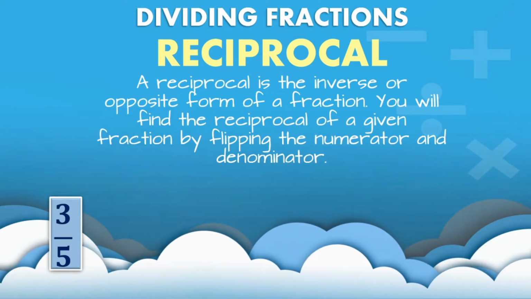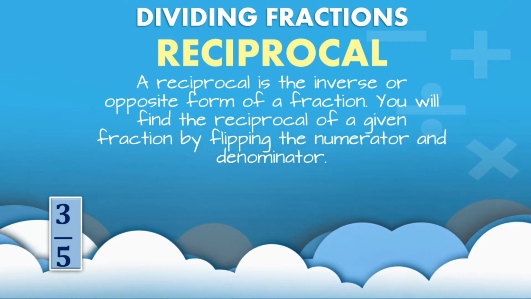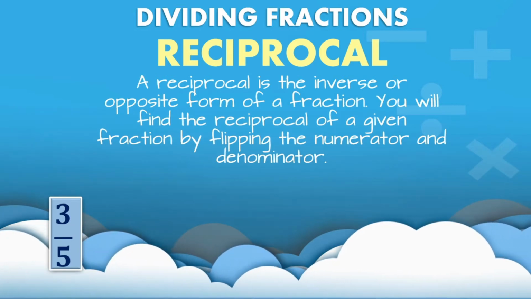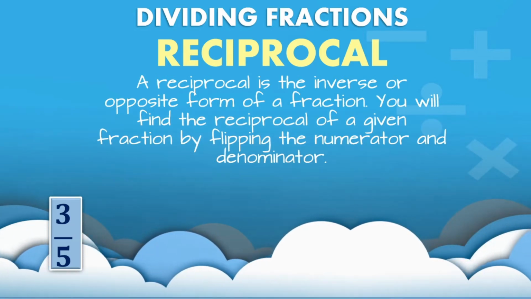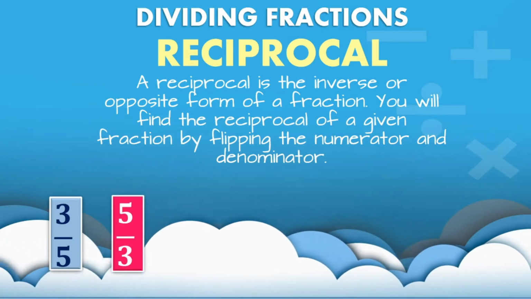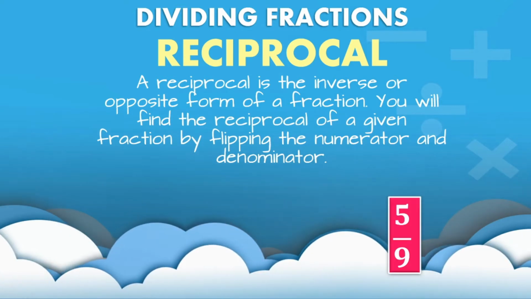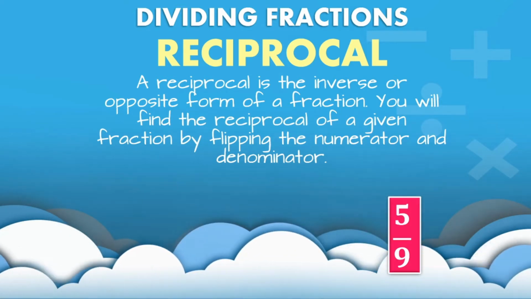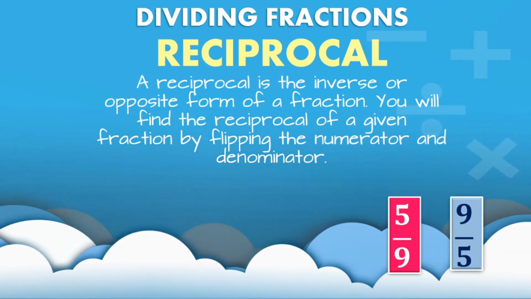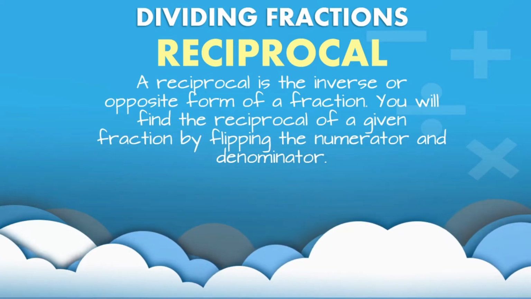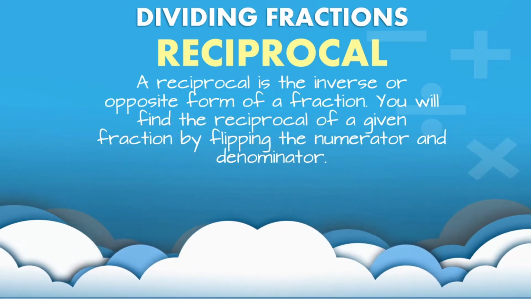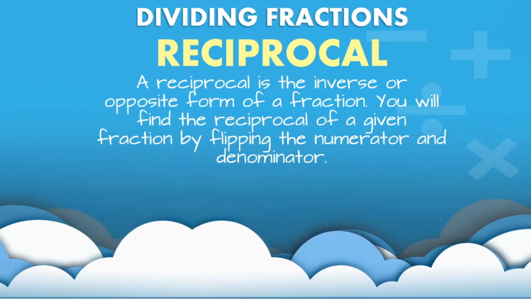So sabi, para makuha natin yung reciprocal ng given fraction, we're just going to flip the numerator and the denominator. So this time, the numerator will become the denominator, and the denominator will become the numerator. So 3/5 becomes 5/3. Another one. What is the reciprocal of 5/9? So again, babalik na rin lang natin sila. So the reciprocal of 5/9 is 9/5. So ngayon, alam nyo na ang ibig sabihin ng salitang reciprocal. So this time, let's move on to the steps and process in dividing fractions.